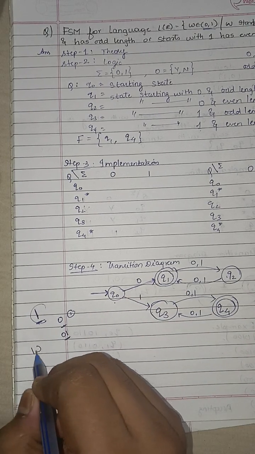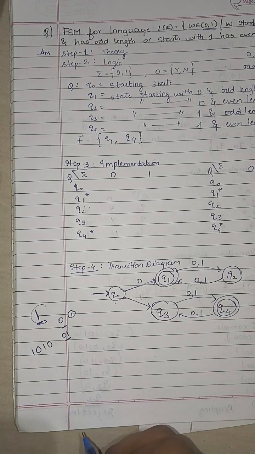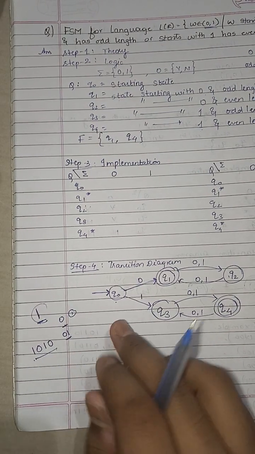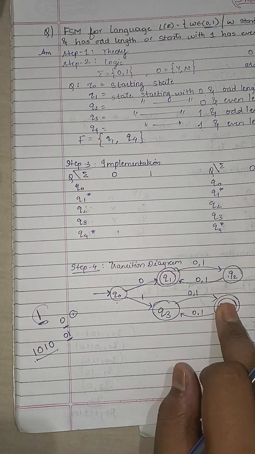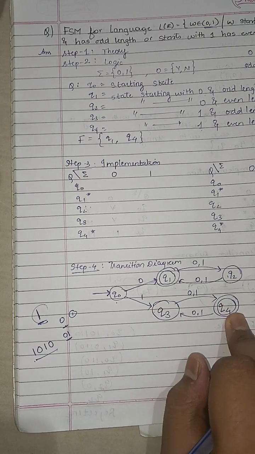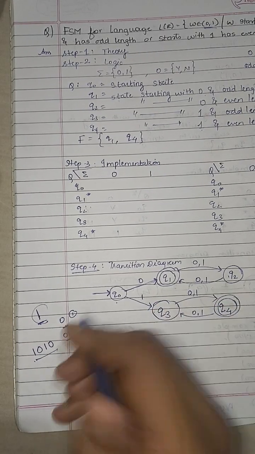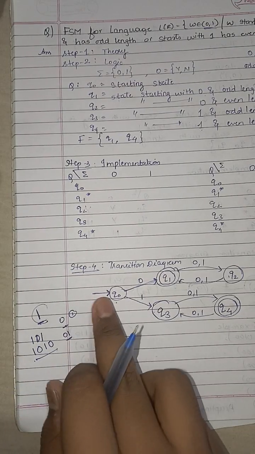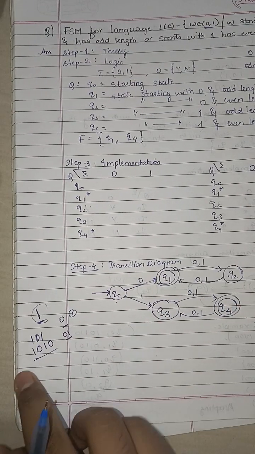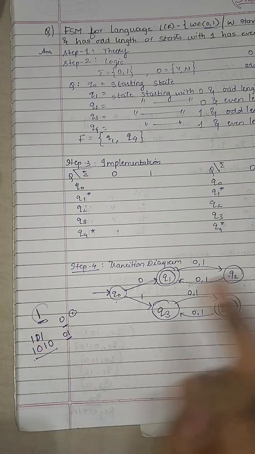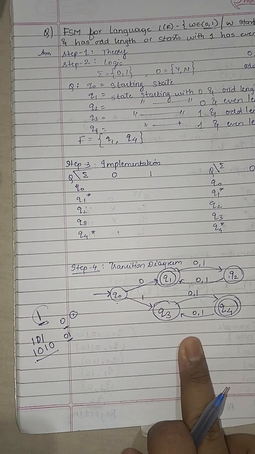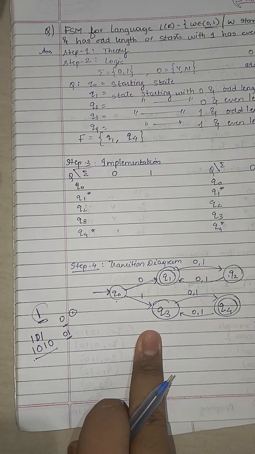Now see, if I say 1, 0, 1, 0, yes, it is of even length, means 4, and starting with 1. Now see, 1, 0, 1, 0, yes, it will accept. If I take 1, 1, 1 or 1, 0, 1, that means starting with 1, but because of odd length, it will not accept. That's why it is going to Q3.